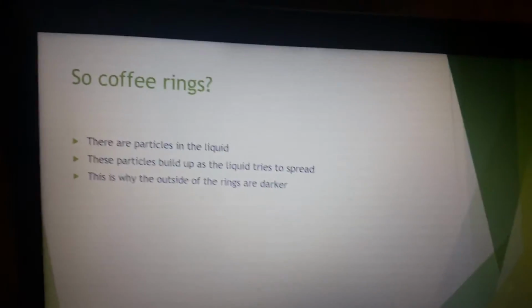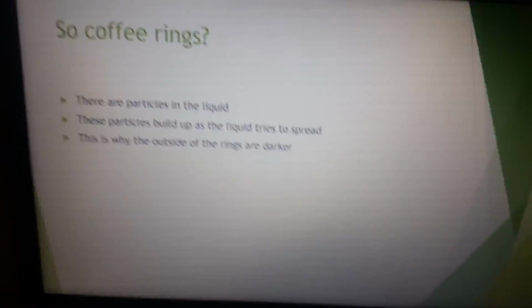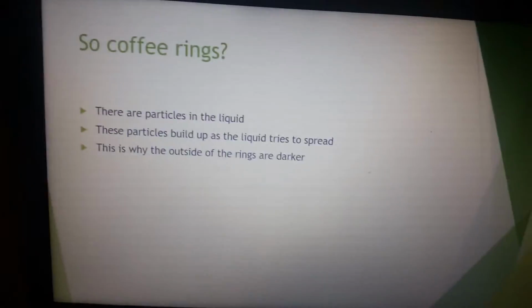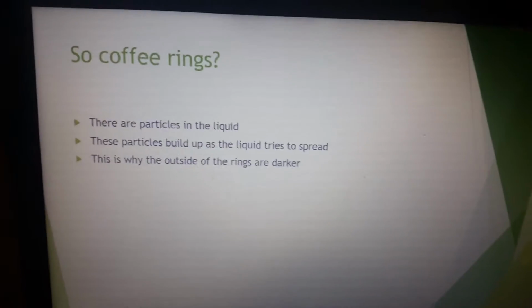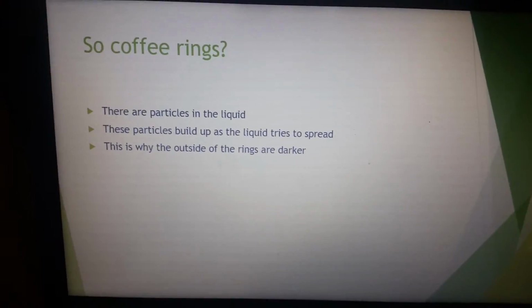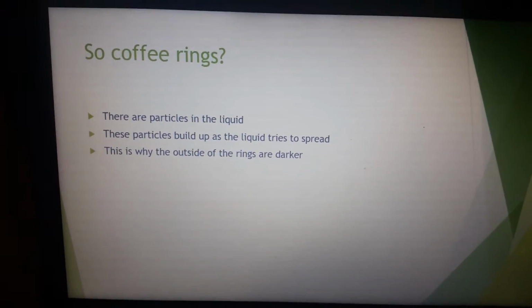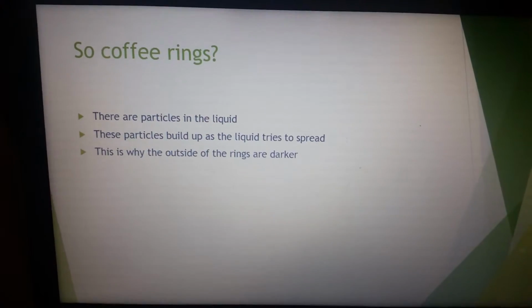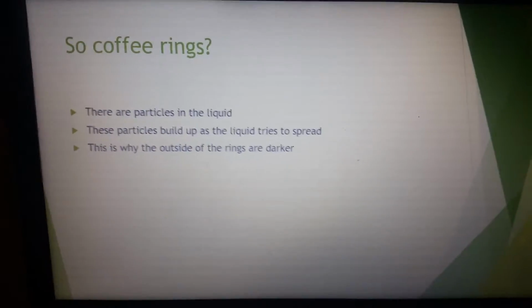So the coffee rings. I always assumed that the coffee rings were because if you have a coffee cup, most of them have that little raised bottom circle, so they don't sit flat. I always just assumed that raised bottom circle is why the outsides of the ring were darker. It was just where it built up more.